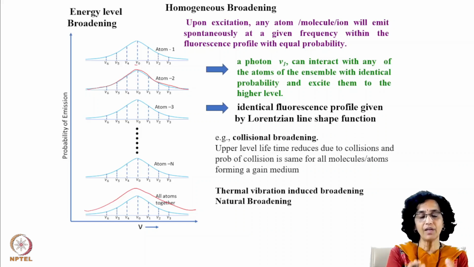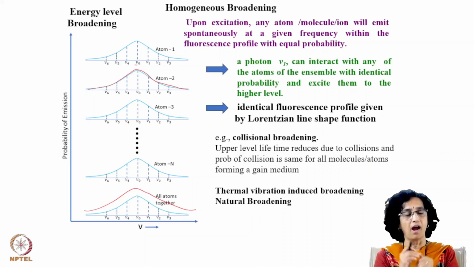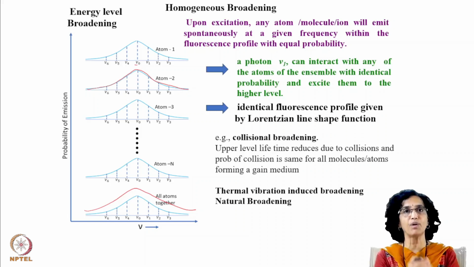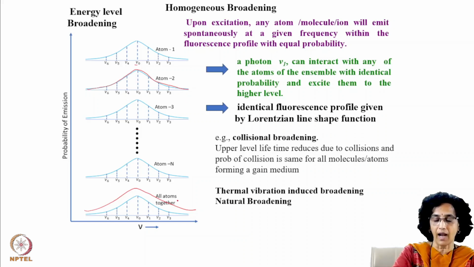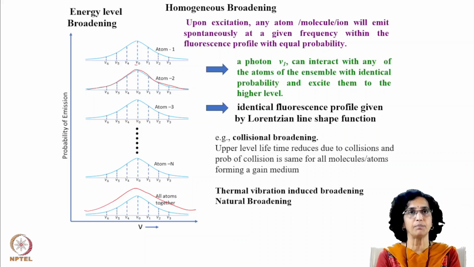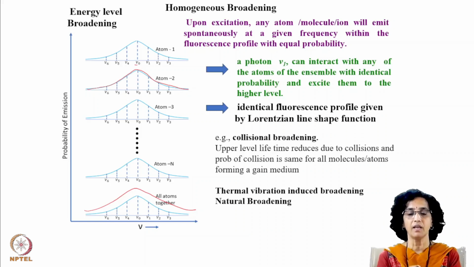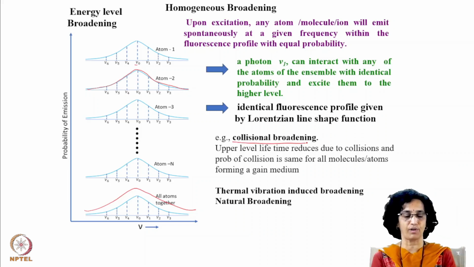Well, we have taken an ensemble of molecules. These molecules are in constant collisions with each other, and a collision with a molecule which is in its upper level reduces its lifetime. It forces it to come down, and therefore there is a change in its lifetime, which results in a broadening. This broadening is identical for all the atoms or molecules constituting that ensemble. Such broadening we call homogeneous broadening. Collision broadening is one such homogeneous broadening.